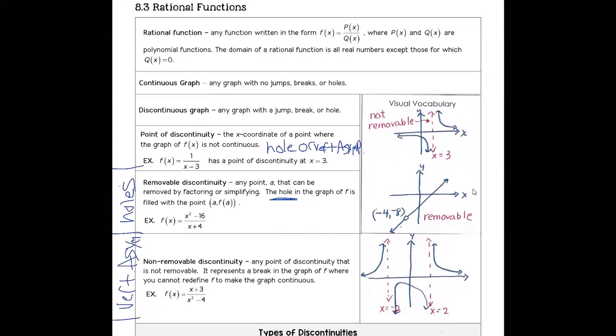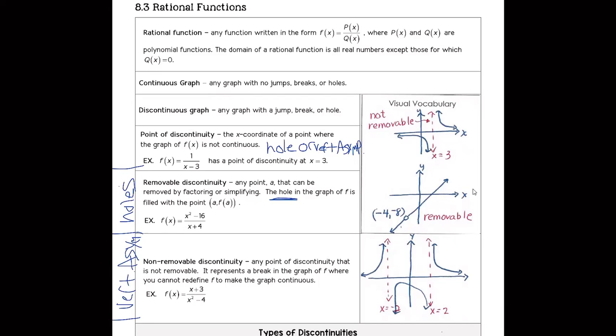So 8.3, rational functions. Remember, a rational function is any function that can be written in the form of f of x equals p of x over q of x. Basically, you have a fraction. A rational number is a number where you can write it as a fraction. So 1/2 is a rational number, but pi is not a rational number because you can't write it as a number over a number. One thing to keep in mind is that q of x can't equal 0, or you can't have 0 in our denominator because you can't divide by 0.